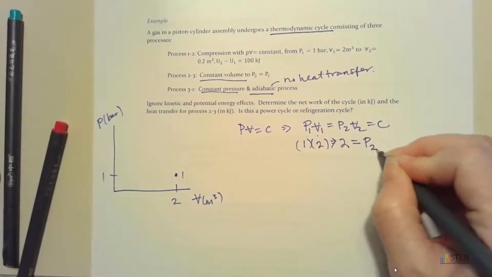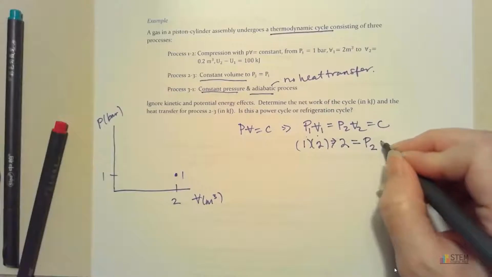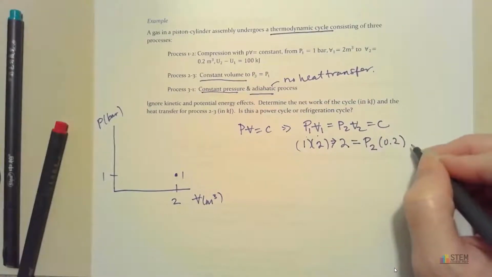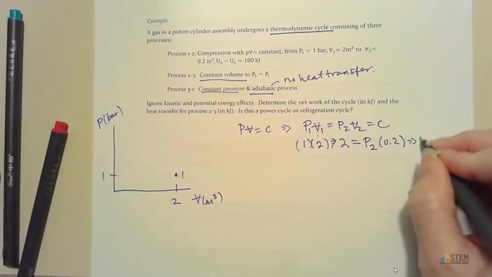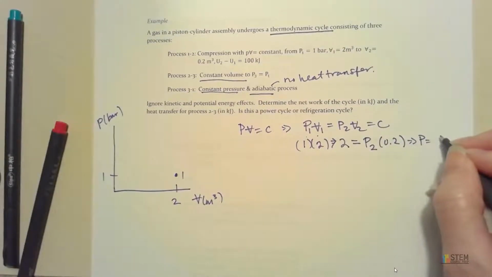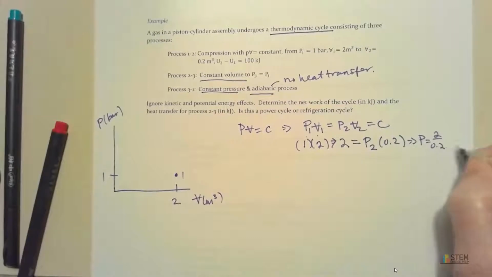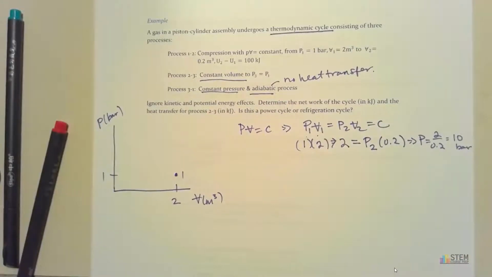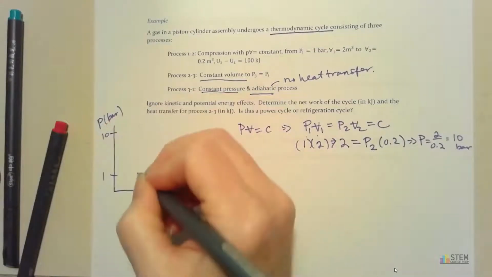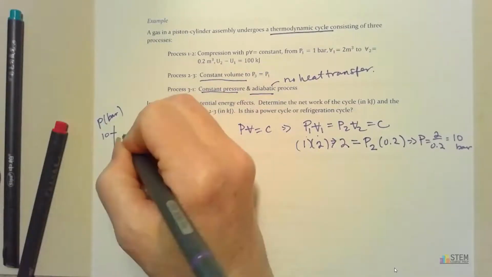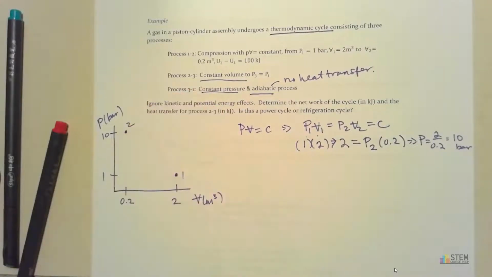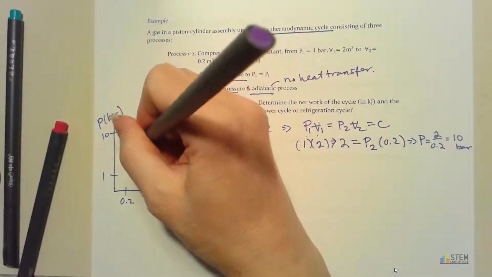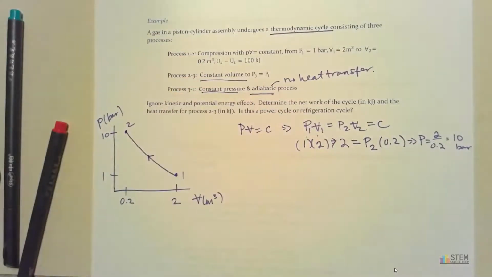So we're going to have P2, that's unknown, and then volume 2 is 0.2. So now when we find our pressure, we get 2 over 0.2. And what does that give us? 10. And units here will be bar. All right, super easy way to find pressure there. So let's put 10 up here, and our volume is going to be 0.2. So put a dot there for state 2. And then we can just draw a line like that.